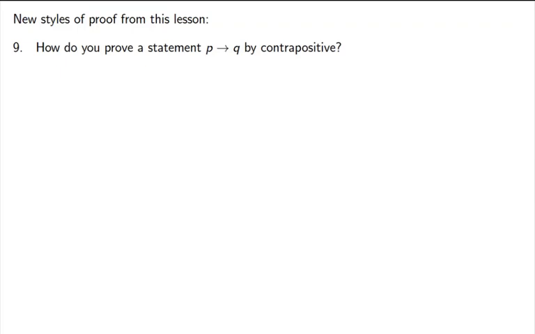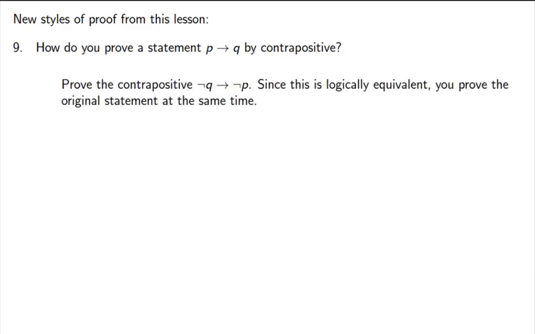Here's what we did in this lesson. How do you prove a statement P implies Q by contrapositive? What do you think? Prove the contrapositive. Negation of Q implies negation of P. Since this is logically equivalent, you prove the original statement at the same time.